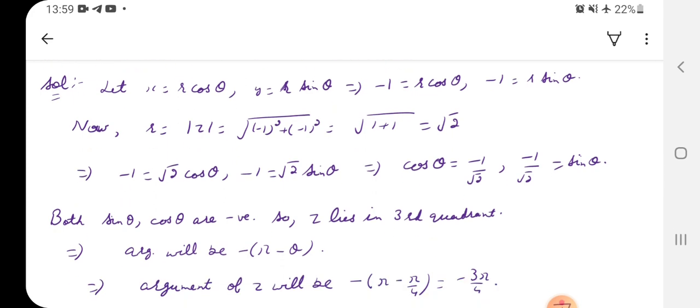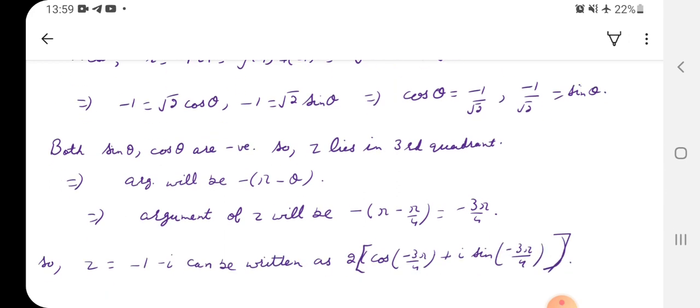Now you have to see when sine is 1 by root 2. At 45. Cos is also at 45. So 45 in radians means pi by 4. So our argument will be negative of pi minus theta, which will be negative of pi minus pi by 4.